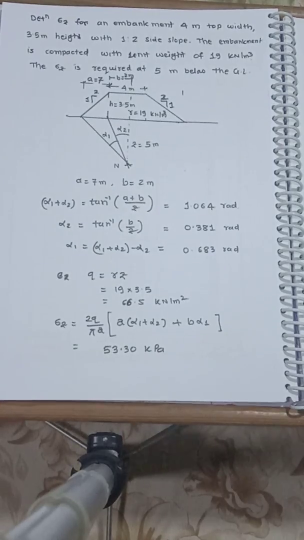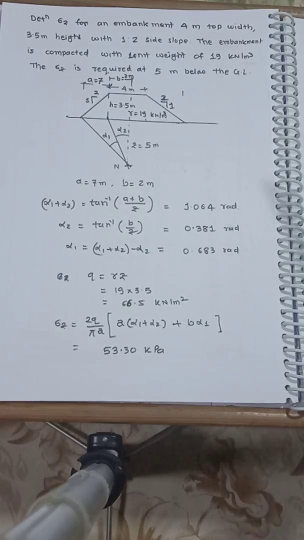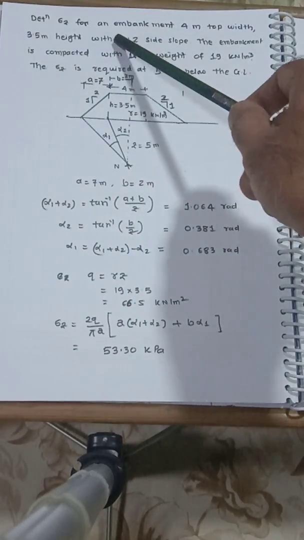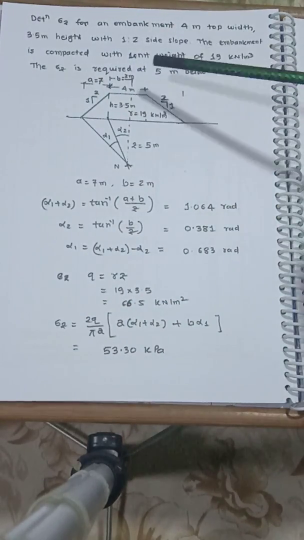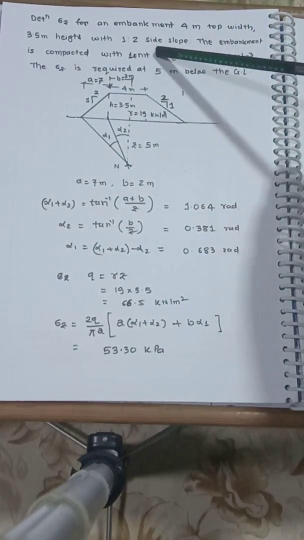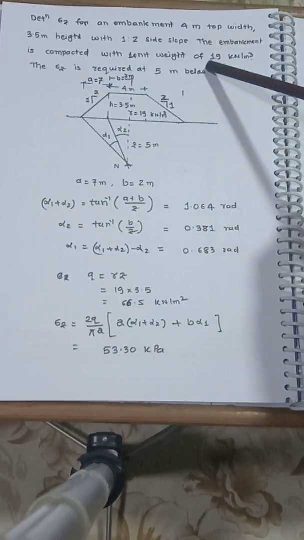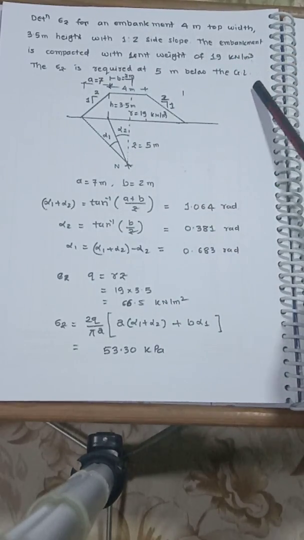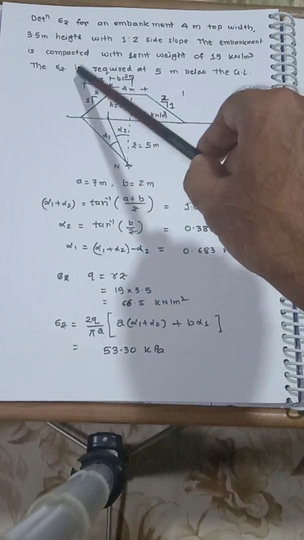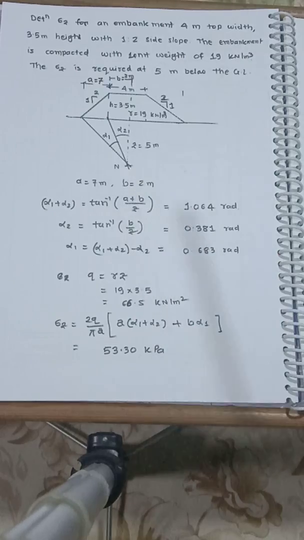Consider an embankment load with a total top width of 4 meters. Determine the vertical stress when the height of the embankment is 3.5 meters, with a side slope of 1 is to 2. The embankment is compacted with a unit weight of 19 kilonewton per meter cube, and the stress is required at 5 meters exactly below the ground level at the center. So you draw the figure.